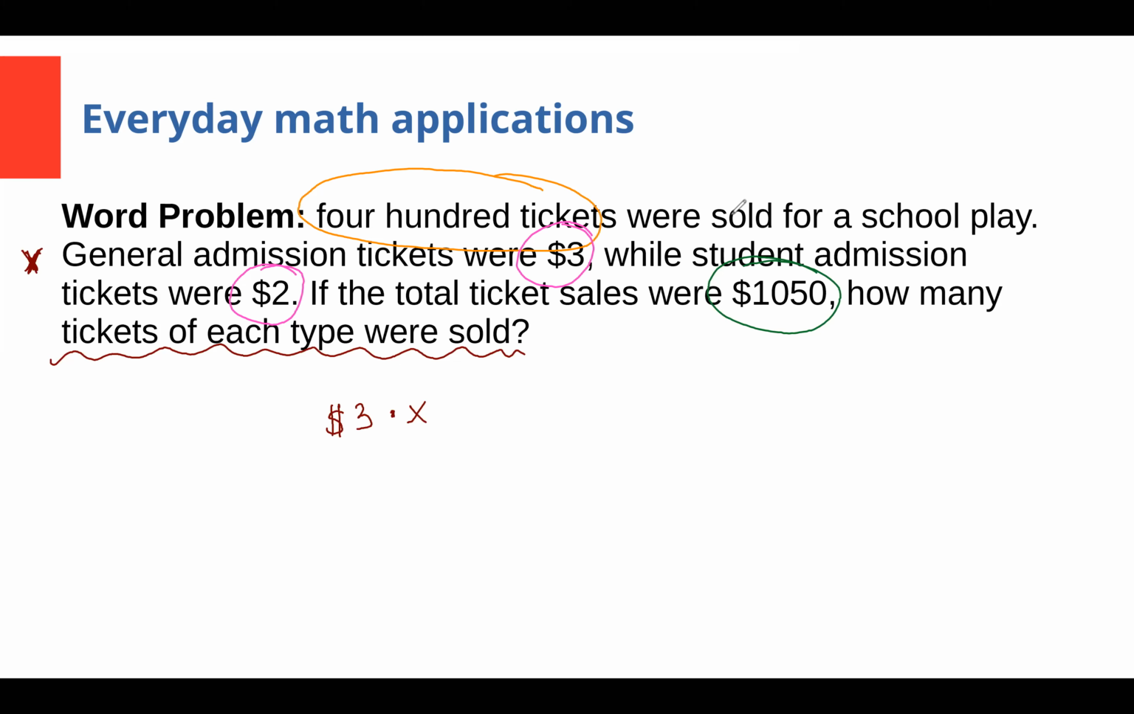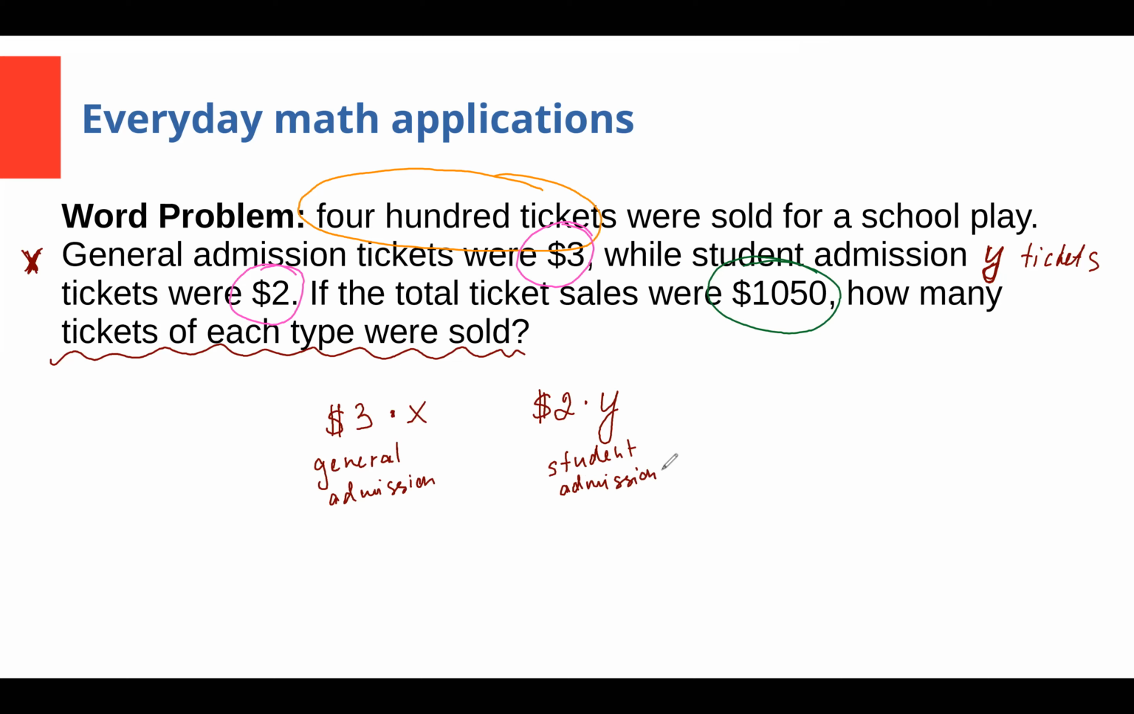Now, the student admission tickets were $2 each, right? $2, but I don't know exactly how many of them were sold. So let's say that Y of them were sold. Y tickets. So if I multiply those Y tickets by $2, that's how many dollars they got from selling the student admission, right? So this is from the student admission, and this is from the general admission, right? How about that?